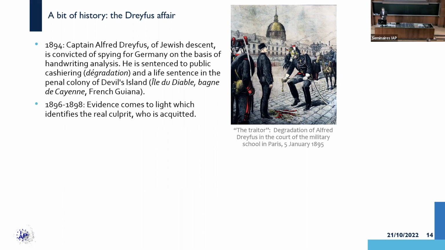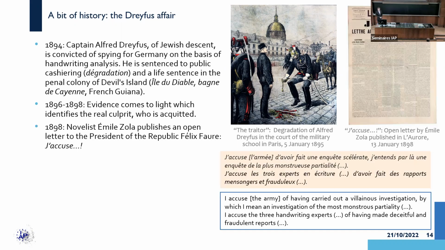So 1896 to 1898, some new evidence comes to light, which identifies the real culprit, a man named Esterhazy, who is actually acquitted. And that is when essentially a few people decide that enough is enough. And among these people, you find famously novelist Émile Zola, who publishes an open letter to the President of the Republic, which was titled J'accuse and published on the front page of the newspaper L'Aurore, where he writes in particular, I accuse the army of having carried out a villainous investigation, by which I mean an investigation of the most monstrous partiality. I accuse the 3 handwriting experts of having made deceitful and fraudulent reports.